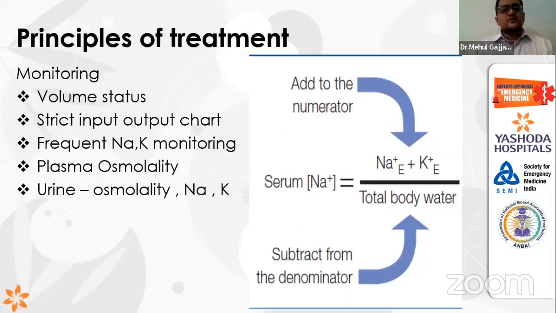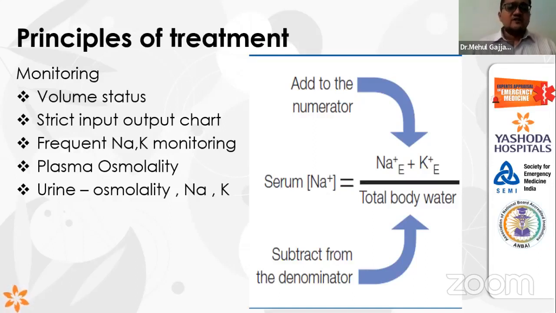The principle of treatment is that serum sodium always depends on the extracellular sodium plus potassium and inversely on the total body water. So you can always add to the numerator if you want to improve sodium, or you can subtract from the denominator. That is, you cause fluid restriction or loss of pure water from the body, which improves the serum sodium level. This is the principle of treatment.